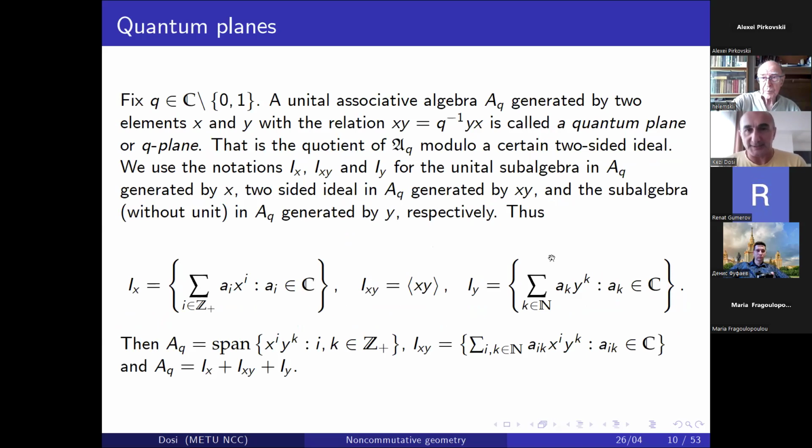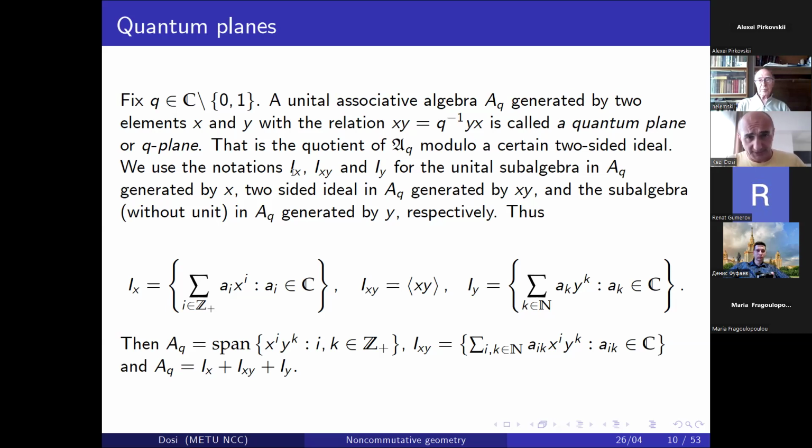Okay, now let me start some technical part. They're not so hard, a bit elementary. So I have a bit of general terminology concerning the Q plane. By a Q plane, I mean any associative algebra generated by two elements, x and y, with the relation. By Q algebra, I mean just the quotient of this one, the free stuff.